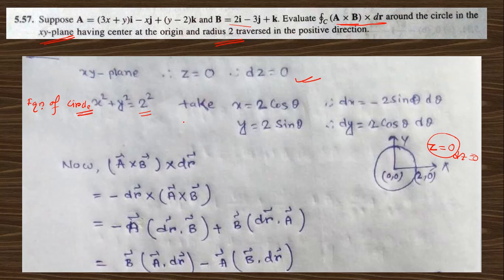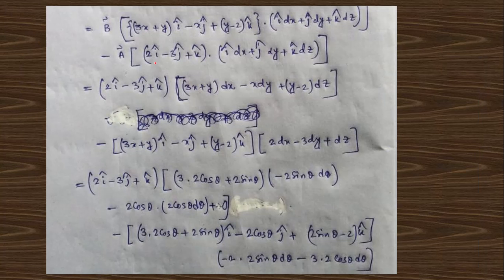Since this is a circle, we can take polar coordinates. We take x equal to 2 cos theta, y equal to 2 sin theta. So dx equals minus 2 sin theta d theta, dy equals 2 cos theta d theta. Just cross this, I take the reverse such that we can use the back cap rule. Use this back cap rule, we get this expression, and just put the value of a.